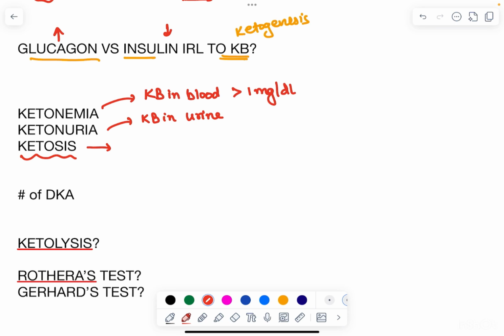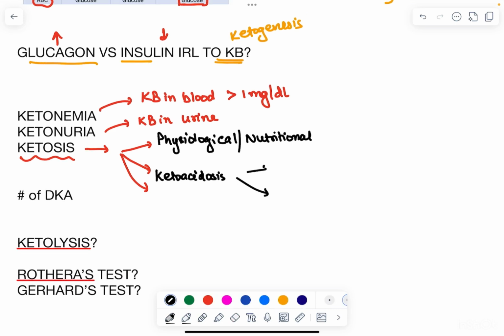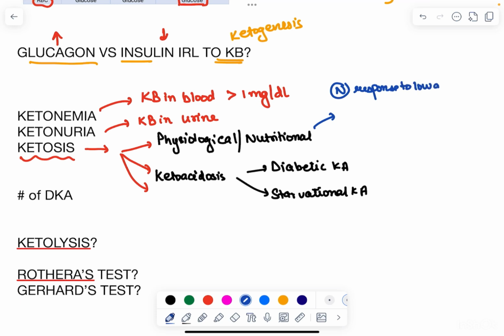Now ketosis, very important. Ketosis can be of 3 types. First of all we have physiological ketosis, which you can also call nutritional. Then you have ketoacidosis, but of 2 types. One is diabetic ketoacidosis, and second is starvational ketoacidosis, right? Now just know what I'm telling you. Physiological, basically nutritional, ketosis is a normal response to low glucose availability.